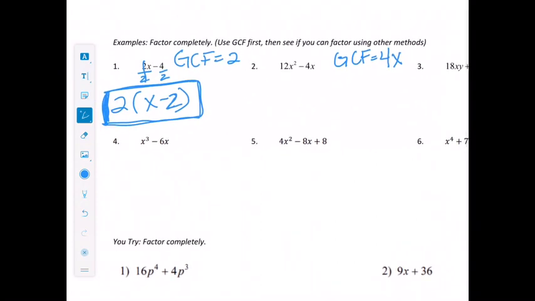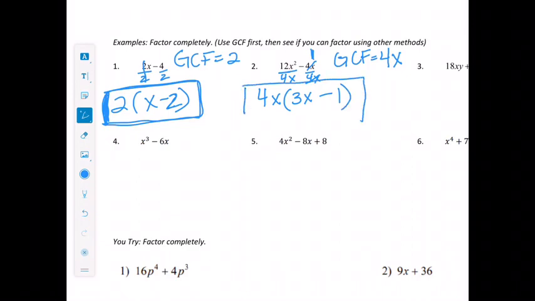So my GCF is 4x. I'm going to put the 4x out in front, divide each term by 4x, and write it in parentheses. So 12 divided by 4 is 3. When I divide with exponents, remember I subtract the exponents. So x squared divided by x, 2 minus 1, is x. And then negative 4x divided by 4x: when you divide anything by itself, you get 1, right? So this whole thing turns into a 1. So this will be 3x minus 1. Circle that. That's your final answer.